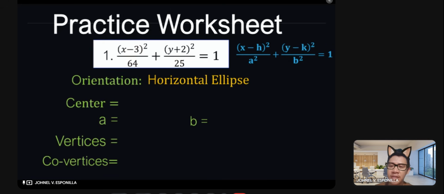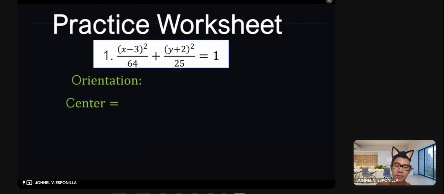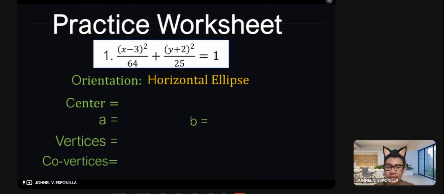Okay? So ano yung center ng number 1? Positive 3, negative 2. Okay, wait lang po. Pause muna natin. Okay, so balik tayo dito. Okay, so again, the orientation of number 1 is horizontal.